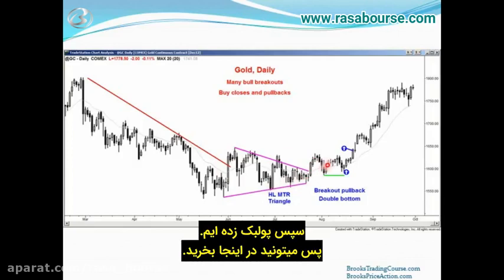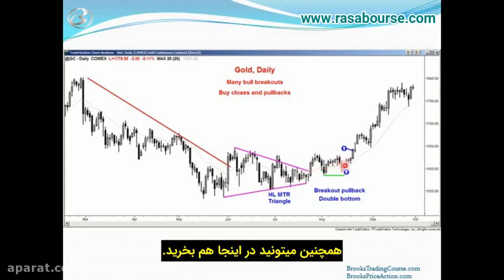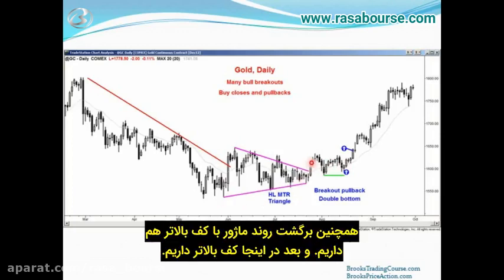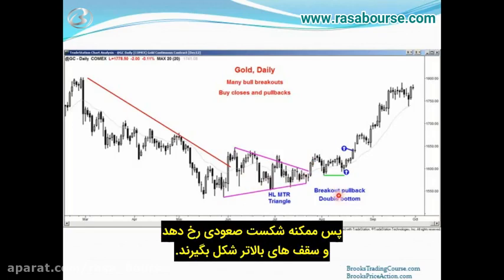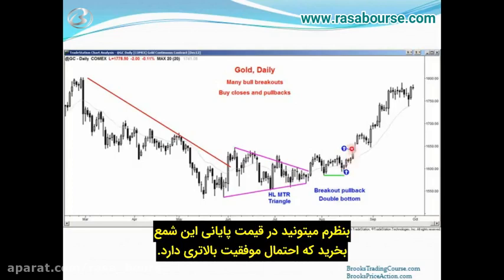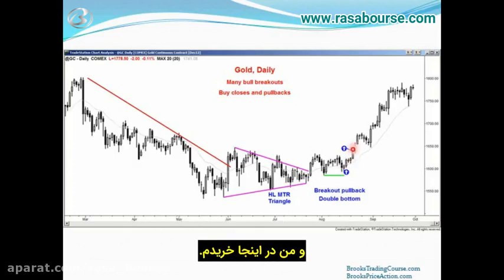And a pullback. I think you could buy here, and you could also buy here. Okay, so we have a triangle, a bull breakout. We just had a higher low major trend reversal, and this is another higher low. Maybe we'll start to break out and get higher highs. I think you can buy here. I think this is a higher probability buy on the close of this bar. In fact, that's where I went long.